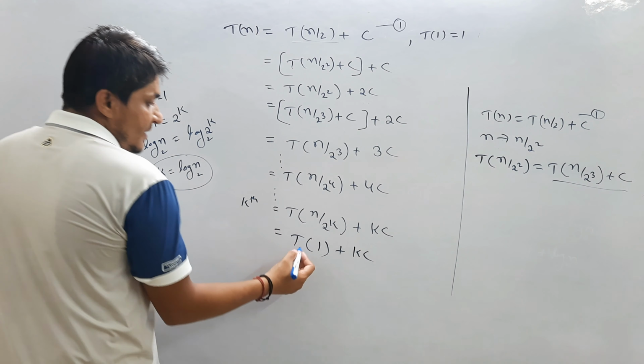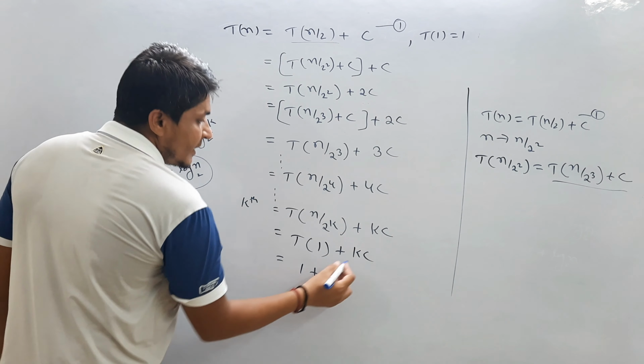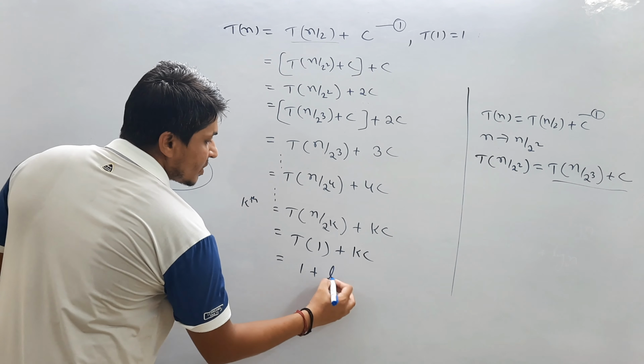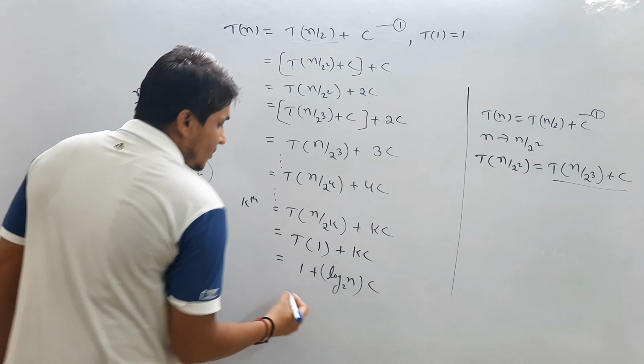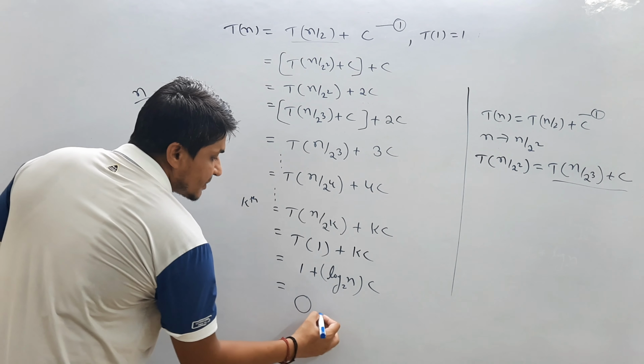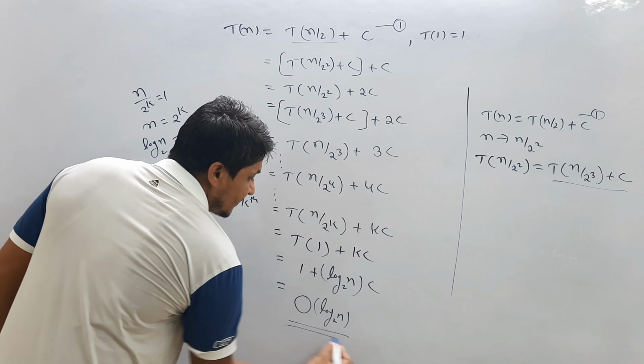Now let us replace T(1), which is nothing but 1. So T(1) is 1, plus k, which is log n, into C. Here 1 and C are constants, so you can ignore the constants. So what is the time complexity? It is log base 2 n. So this is the time complexity for this question.